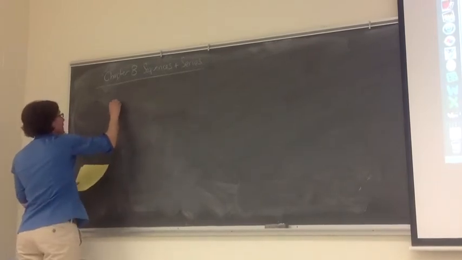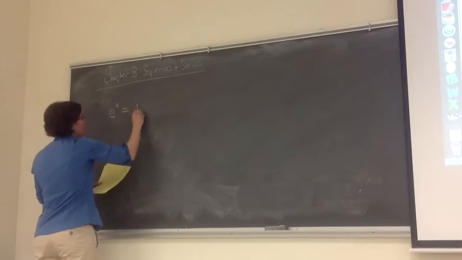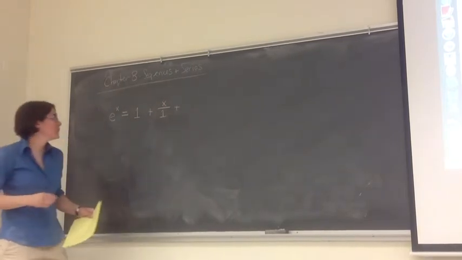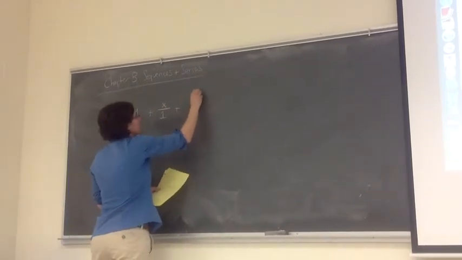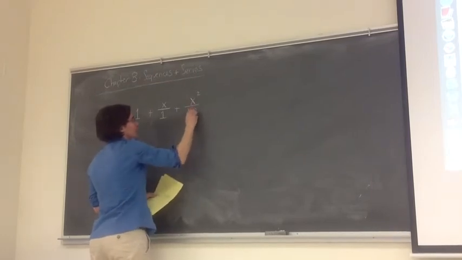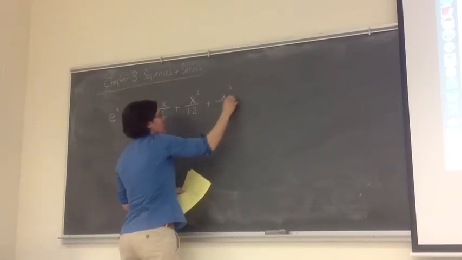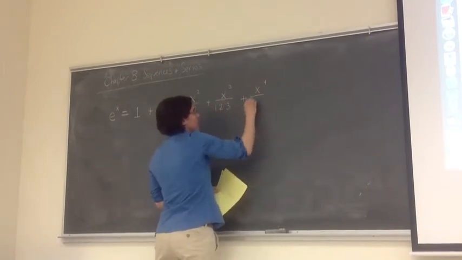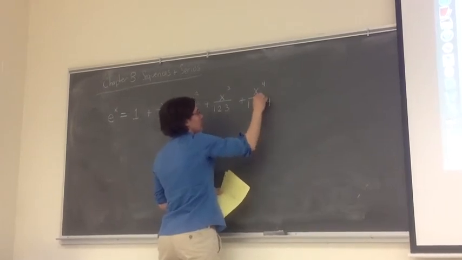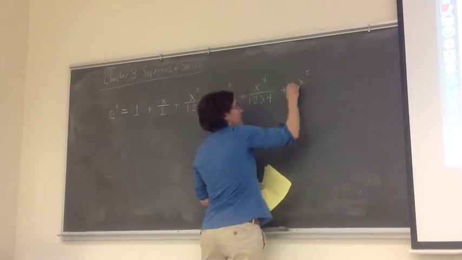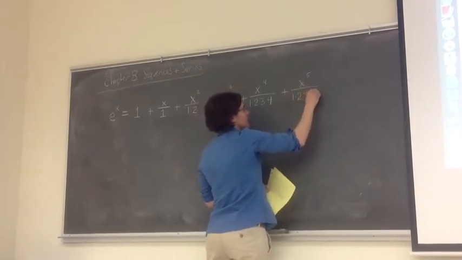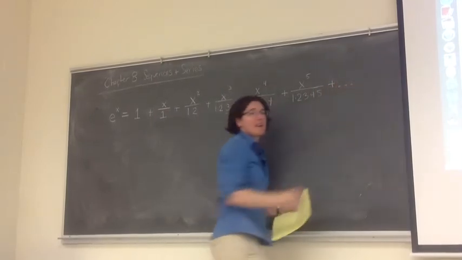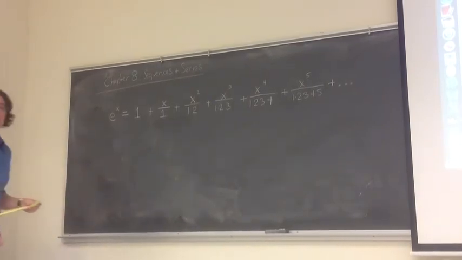And so e to the x is equal to 1 plus, and I'm going to write out a little bit more so we can see the pattern here, 1 plus x over 1 plus x squared over 1 times 2 plus x cubed over 1 times 2 times 3 plus x to the fourth over 1 times 2 times 3 times 4 plus x to the 5th over 1 times 2 times 3 times 4 times 5. And if I put a plus dot dot dot at the end, that means that sum goes on forever and ever.